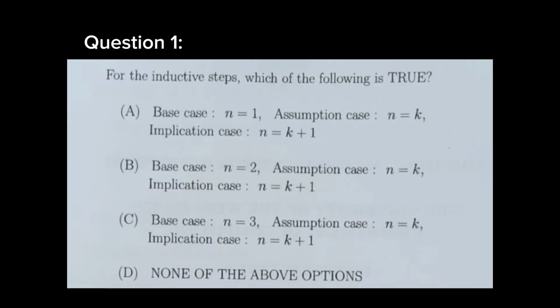Question 1. For the inductive steps, which of the following is true? A. Base case, n equal 1. Assumption case, n equal k. Implication case, n equal k plus 1. B. Base case, n equal 2. Assumption case, n equal k. Implication case, n equal k plus 1. C. Base case, n equal 3. Assumption case, n equal k. Implication case, n equal k plus 1. Or D. None of the above options.